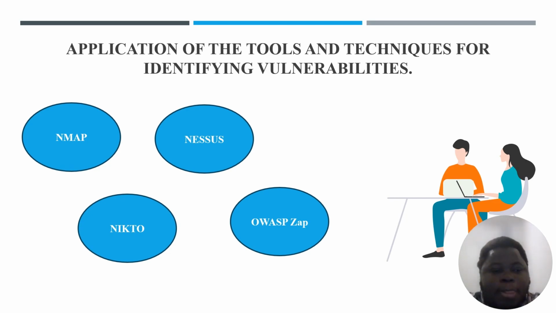Also, after Nmap, we have the Nikto tool. Nikto is a free CLI-based utility that checks servers and websites for known flaws and incorrect setups.